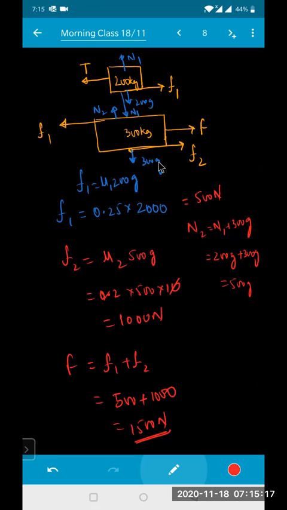Or else you can take this 200 and 300 also acting in the downward direction. That must be equal to n2. Yes, sir. n2 is nothing but only 200, isn't it? This n1 is your 200 g. The 200 g is exerting force on the 300 g downward, and this 300 g is also in the downward direction. So 200 and 300 are in the downward direction, so it is 500 g. And this n2 is in the upward direction.